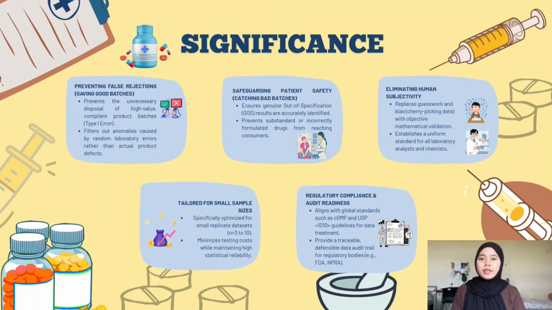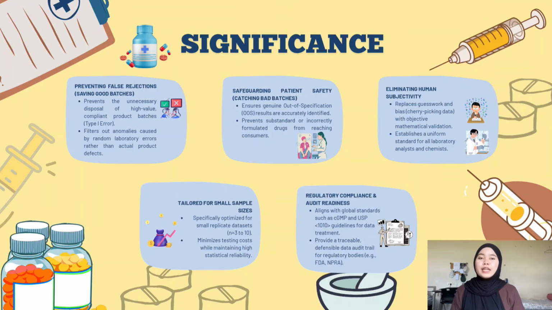This allows laboratories to maintain high statistical reliability while minimizing the time, cost, and resources required for testing. Finally, the Q-test supports regulatory compliance and audit readiness. It aligns with international standards such as Current Good Manufacturing Practice or CGMP and USP Chapter 1010 guidelines for data treatment. In addition, it provides a clear and traceable record of data evaluation, making it easier to demonstrate compliance during inspections by regulatory authorities such as the FDA and NPRA.